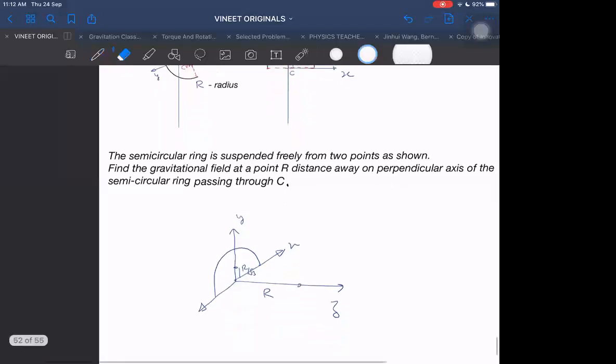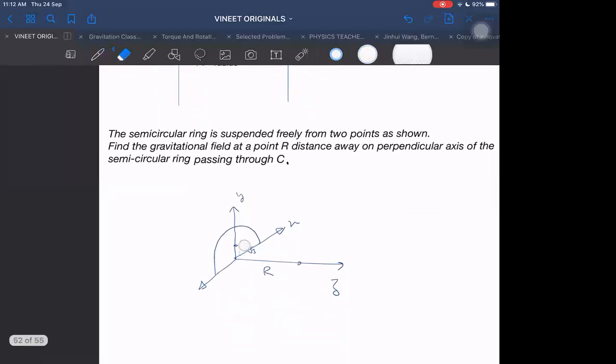Yes. R by root 3, sir. YCM is R by root 3.